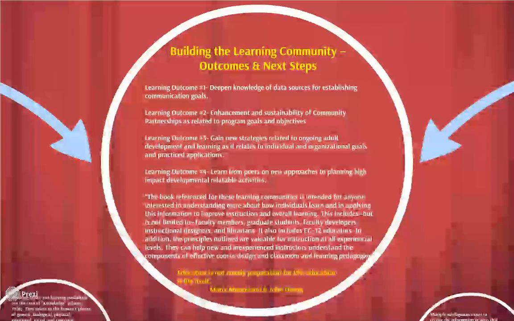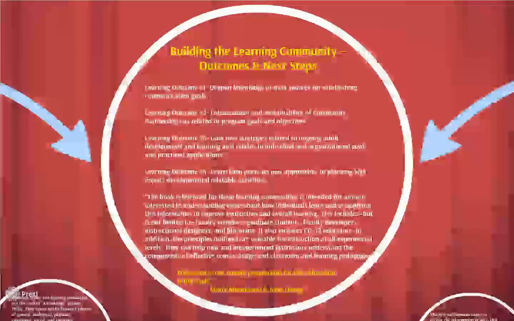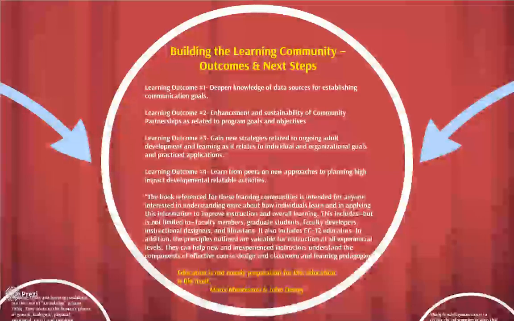The second is the enhancement and sustainability of community partnerships as related to program goals and objectives. I truly believe, and again, this vignette shows you a very small illustration of this construct, that we have to be in communication among the roles and responsibilities as they relate to the policy that we work by, because otherwise we're missing a portion of what I call the four-legged table. The child represents one leg, the family and community represents one leg, the school represents one leg, and then the people within the school represent the other. And without one of those legs, the table is sure to topple.